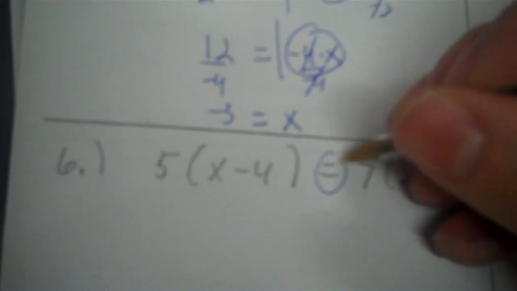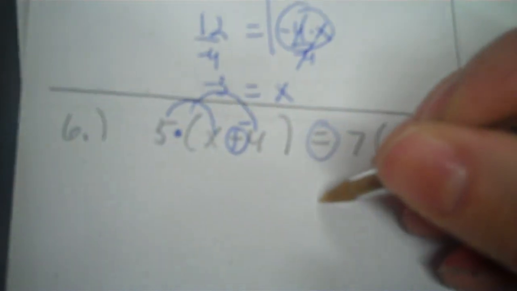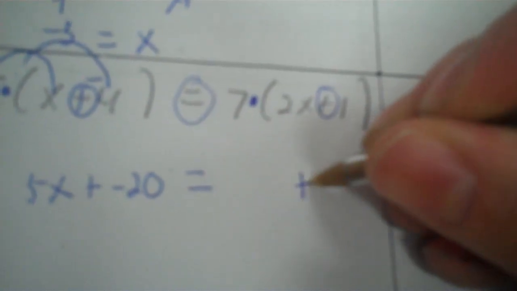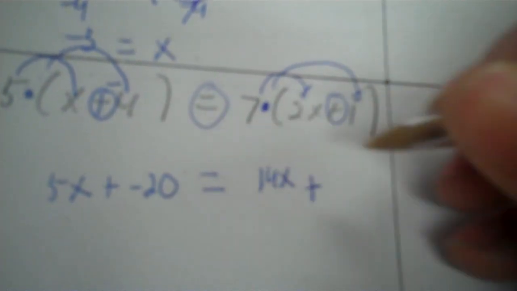Okay, next problem. Well, you kind of got some more distribution to do. So plus negative there, because you got 5 times the parentheses x plus negative 4. So that'd be 5 times x, 5x. And 5 times negative 4 is negative 20. Now over here, 7 times 2x, 7 times 1. So it's 14x and 7.